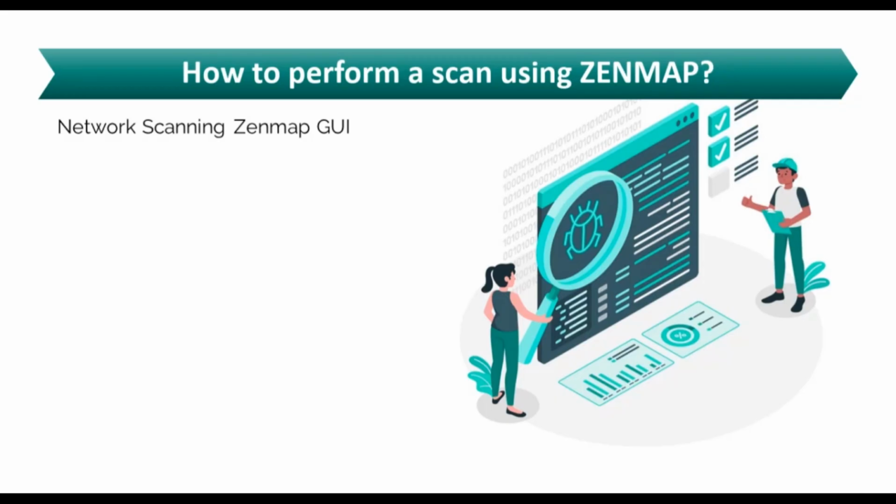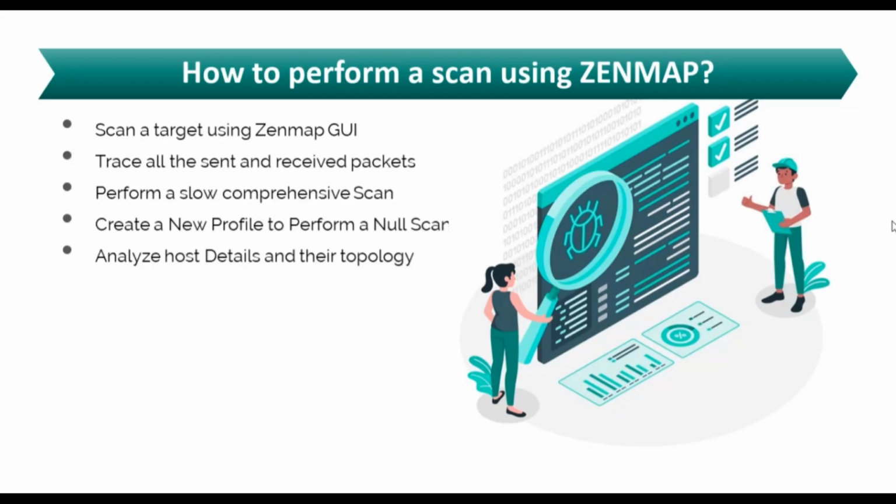In the last two lectures, we studied the networking concepts and the different types of scan. Now it's time to actually see how scanning works and what scanning is. So in this lecture, we will scan a target using Zenmap GUI. Then we will trace all the sent and received packets. We will perform a slow comprehensive scan, create a new profile to perform a null scan, and analyze the scan results. So without wasting much time, let us directly get started.